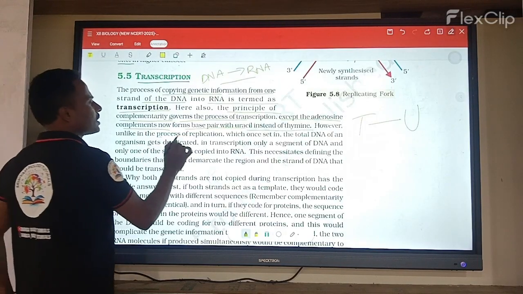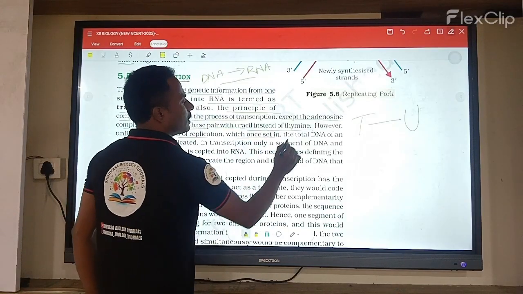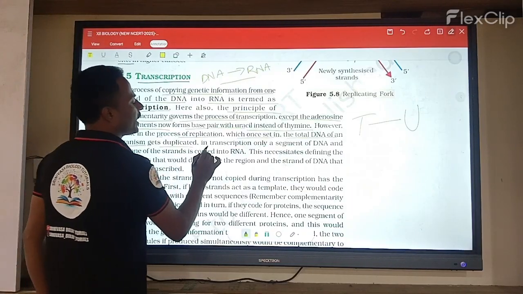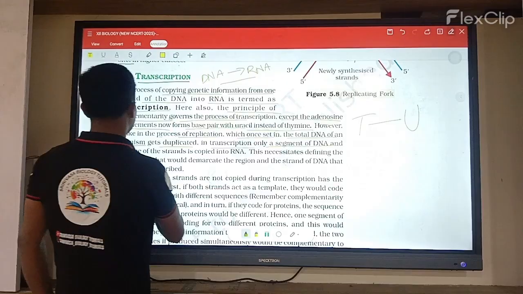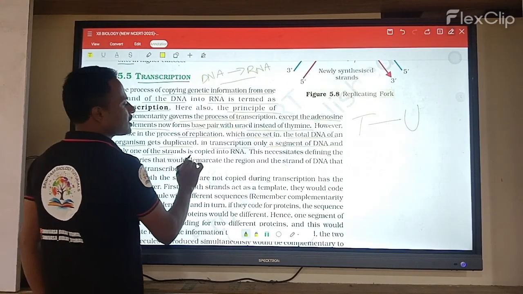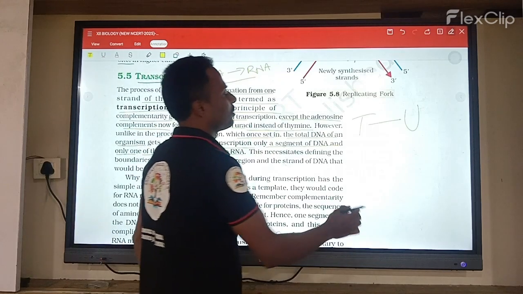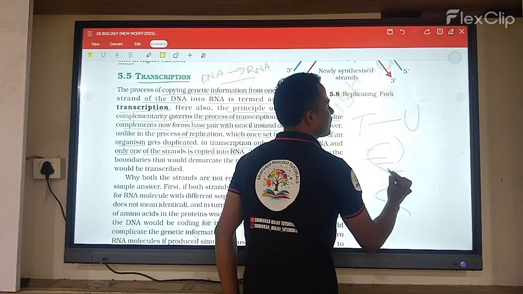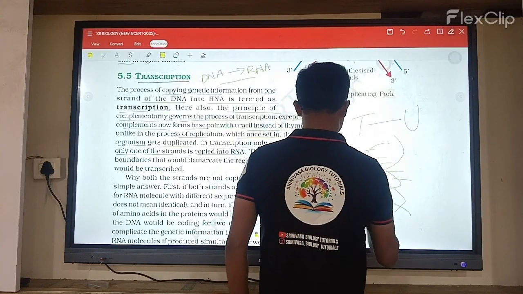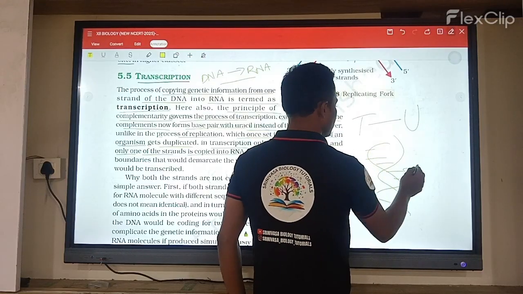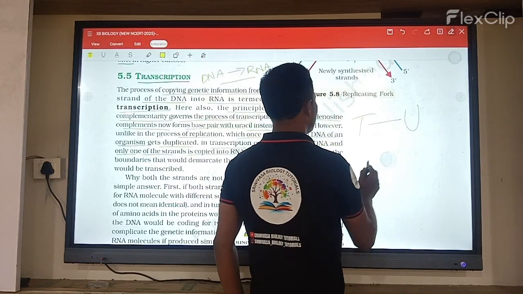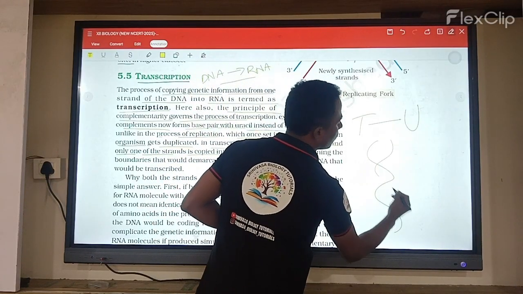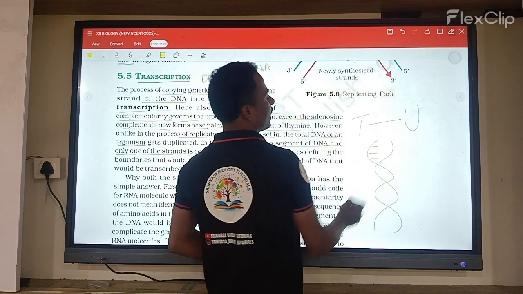However, unlike replication, where the total DNA is duplicated from the origin, in transcription only a segment of the DNA, only one of the strands, is copied into RNA. So for example, this is a DNA strand. The total DNA information is not copied into RNA; only some information is copied.